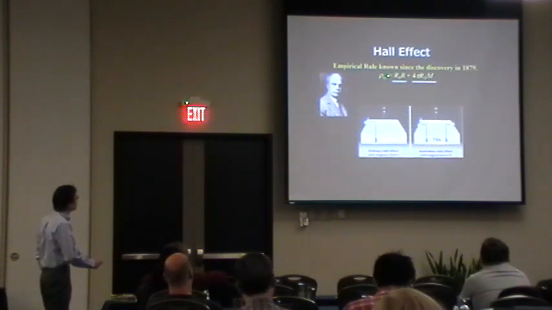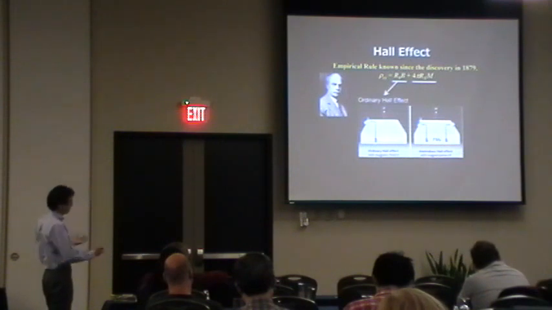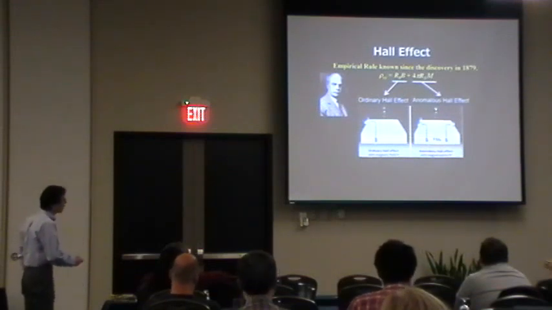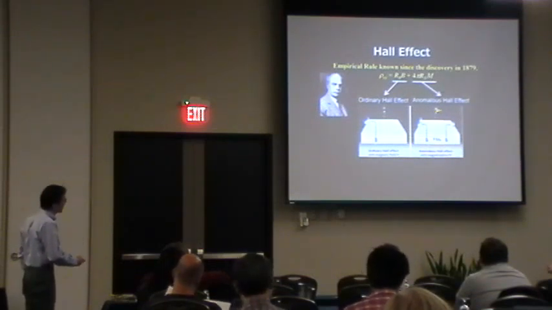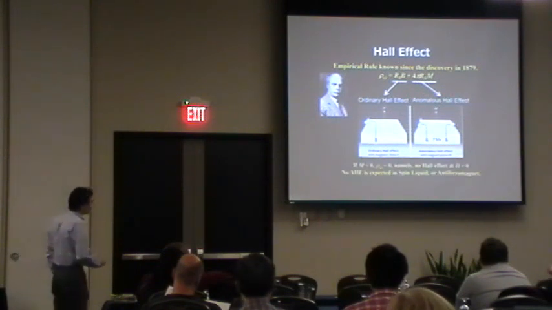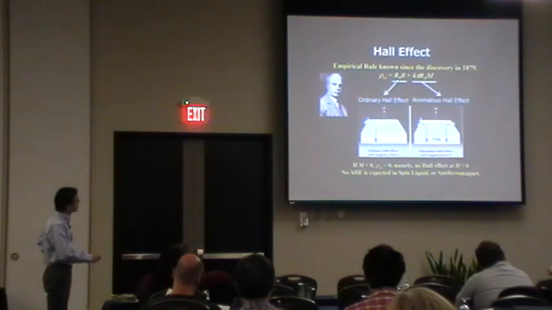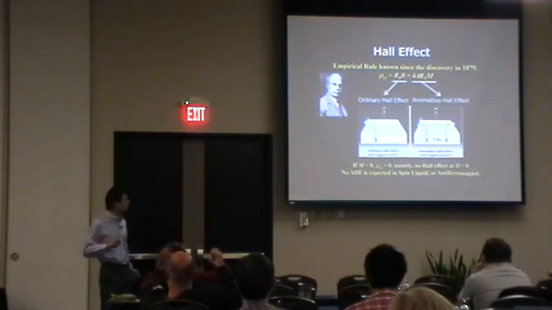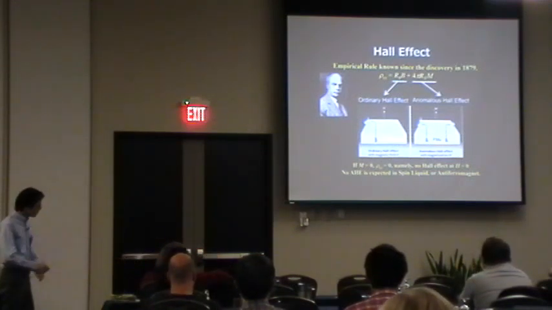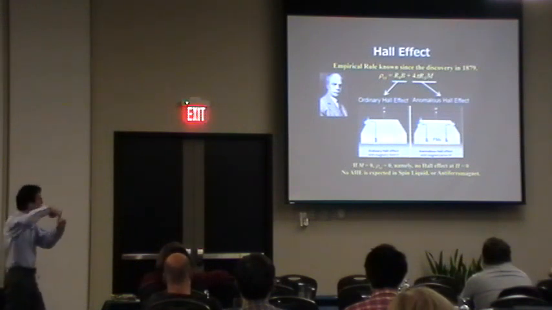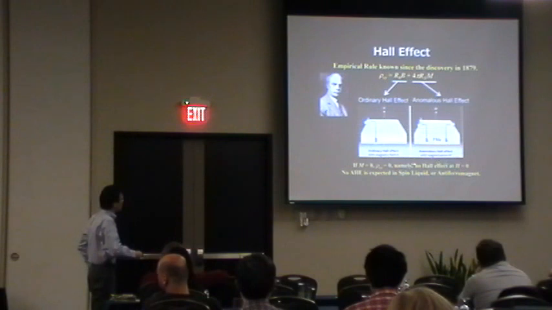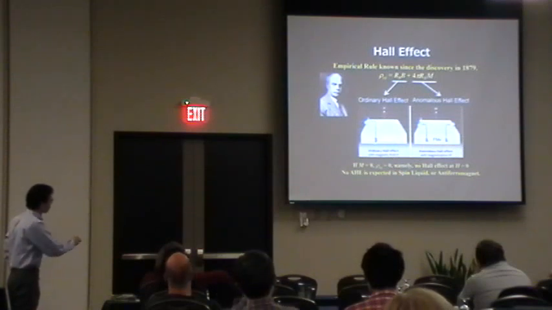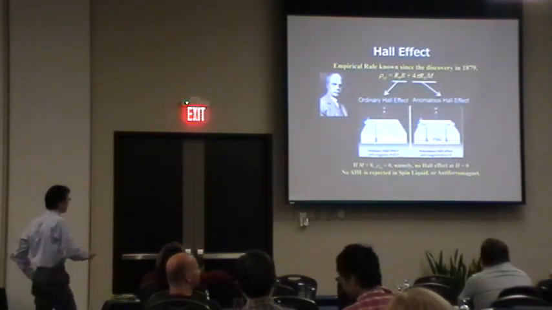So you can see the Hall effect, as you know, if you apply a magnetic field, there's the ordinary Hall effect, and also you can obtain a large Hall effect if you have a ferromagnet. So if your magnet does not have any magnetization at all, for example a paramagnet, or a spin liquid, or if your magnet is an antiferromagnet, whose spins fully cancel each other, then you should not be able to see any Hall effect at all, right? That's what this empirical law, over 100 years old, says.